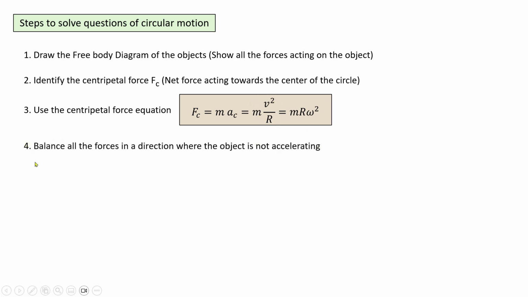And step 4, which is the last, we need to balance all the forces in a direction where the object is not accelerating. So we are going to apply all these 4 steps in different types of questions. So what are the possible circular motion question types?